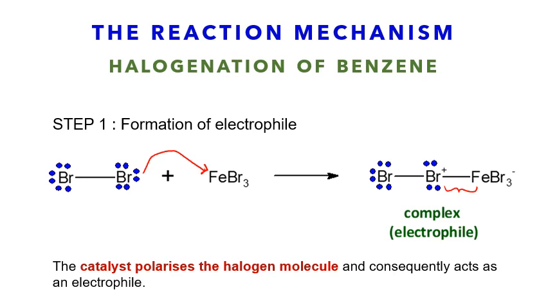So this makes the bromine partially positive with a positive 1 charge and the ferrum partially negative with a negative 1 charge. This product forms a complex that can be classified as an electrophile.